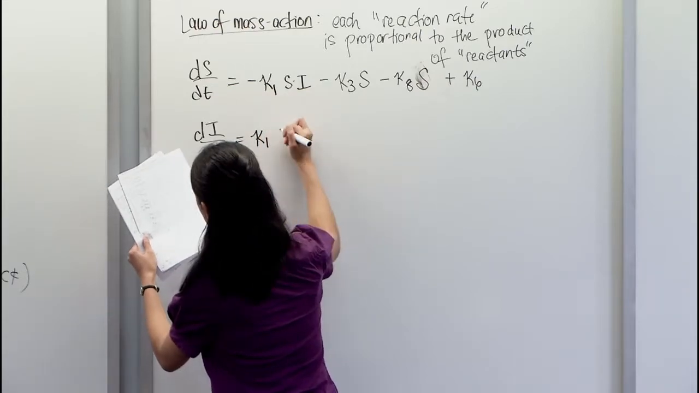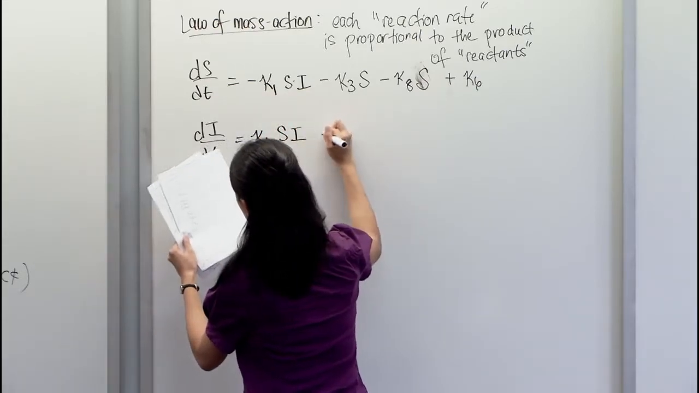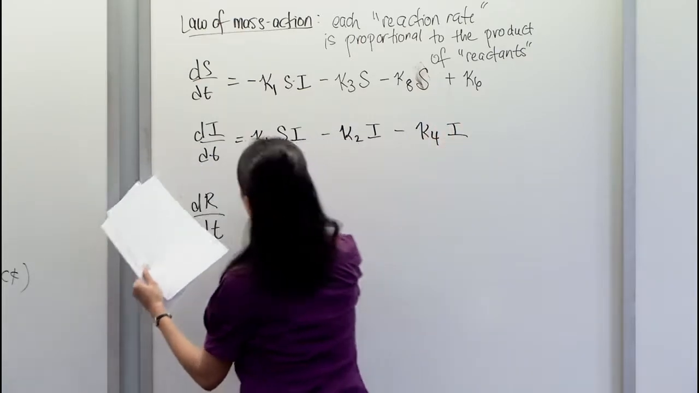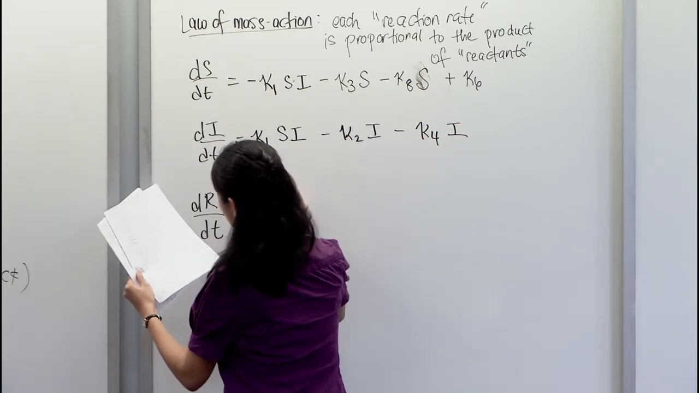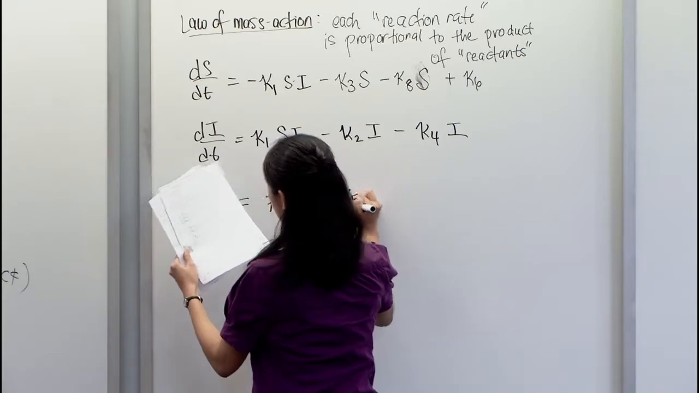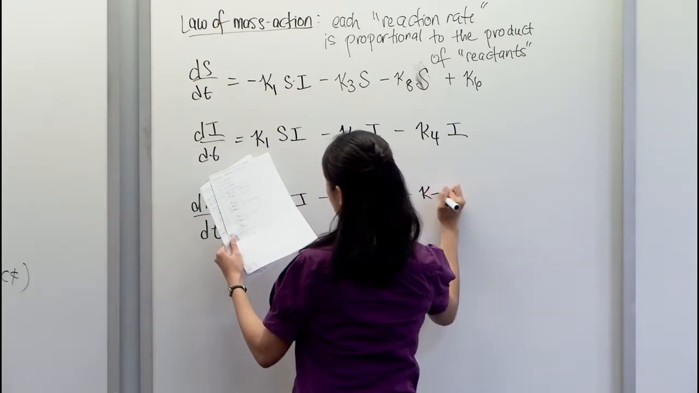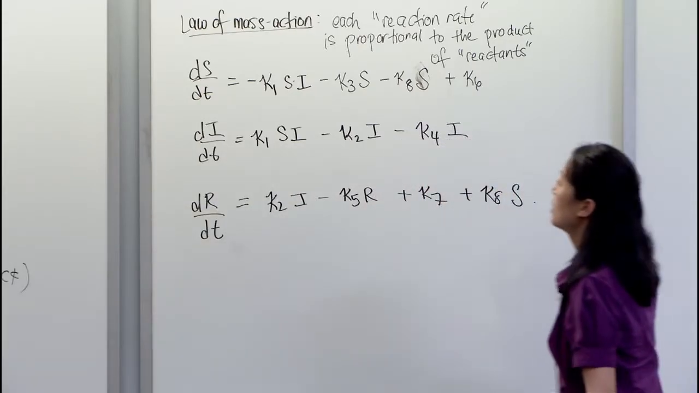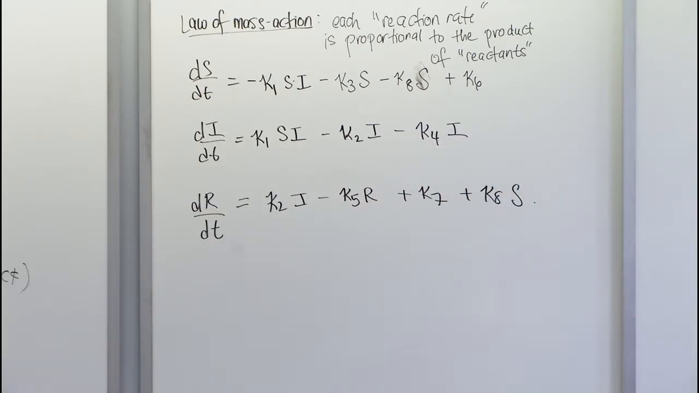So kappa 1 S times I minus kappa 2 I minus kappa 4 I. And kappa 2 I minus kappa 5 R plus kappa 7 plus kappa 8 S. Okay. And this model is only valid if the number of people is kept constant. But maybe in this setting, the number of people here at Simons is somewhat constant, so it would be okay. People arrive sometimes.